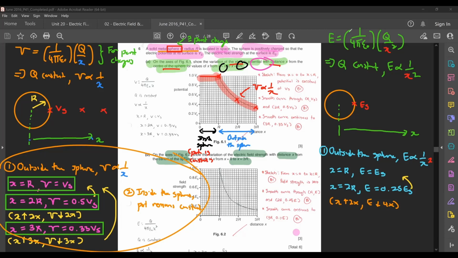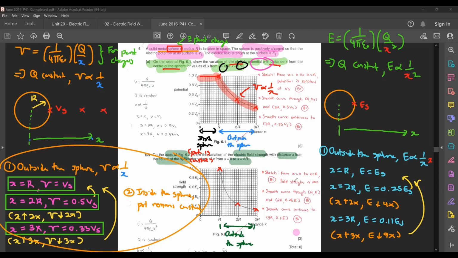Then when your x is equal to 3R, your E would be 0.11 ES. Because here x increased 3 times, your E must reduce by 9 times. Again, this is with respect to your first value here. So when you want to plot your graph, you get this point and this point, again for outside the sphere.